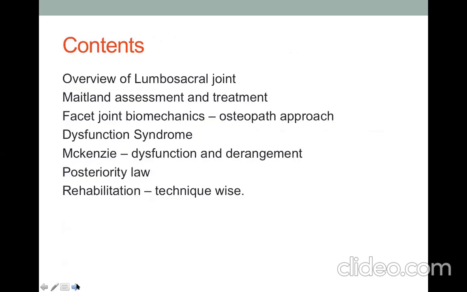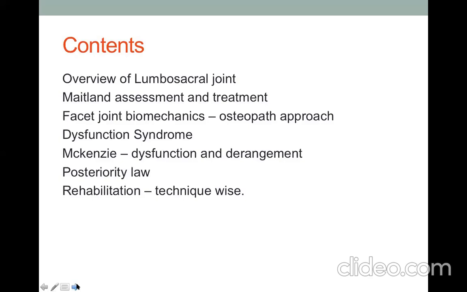The content for today's webinar: we are going to look at an overview of the lumbosacral joint. We will go through the Maitland assessment and treatment protocol. We are going to target our main focus on facet joint biomechanics, because in your physical therapy curriculum, they only focus on the generalized lower back. In this webinar, we are going to go into detail about single segments of the lumbar as well as the sacrum.